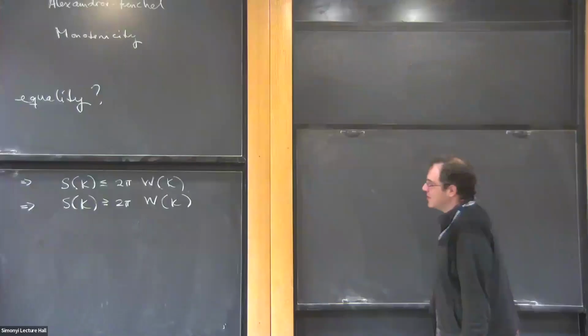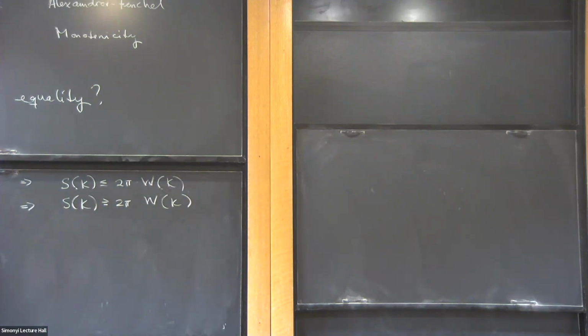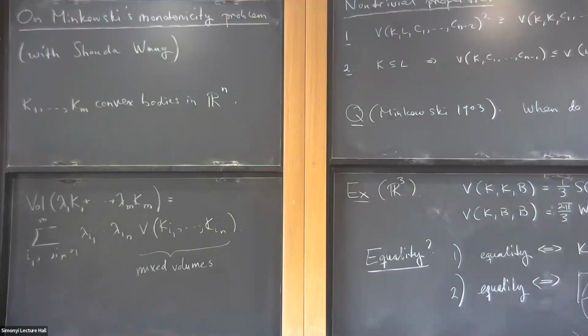So in this case, this is a theorem. It follows from known results. But in general, the problem here is open. And one would like to have a geometric characterization of when you have equality for the monotonicity of mixed volume. This is Minkowski's monotonicity. Are there any questions?